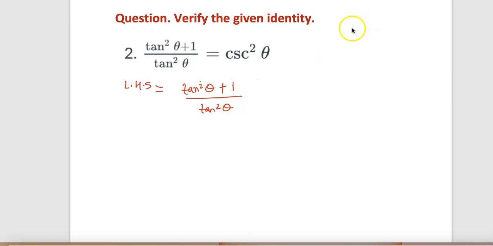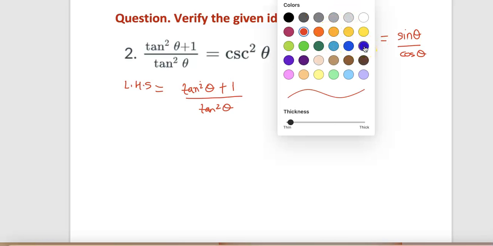As I mentioned earlier, I will use only a few of these identities. I'm just using this formula: tangent theta is equal to sine theta over cosine theta. You do not have to memorize all the different formulas which I gave you. Just pick a few and use only those to solve any question. You can solve any problem which involves verifying identities using just a few formulas. So I will be using tangent theta is equal to sine theta over cosine theta over here.